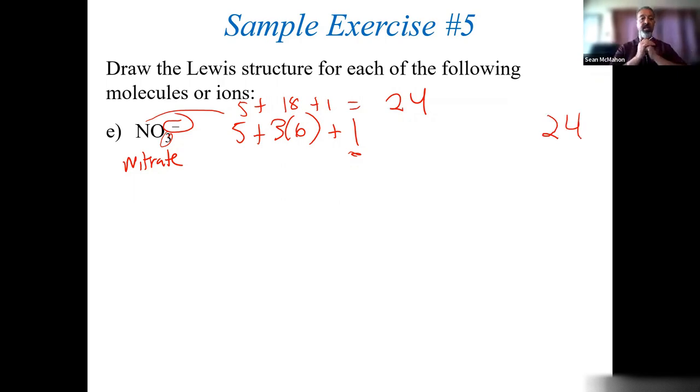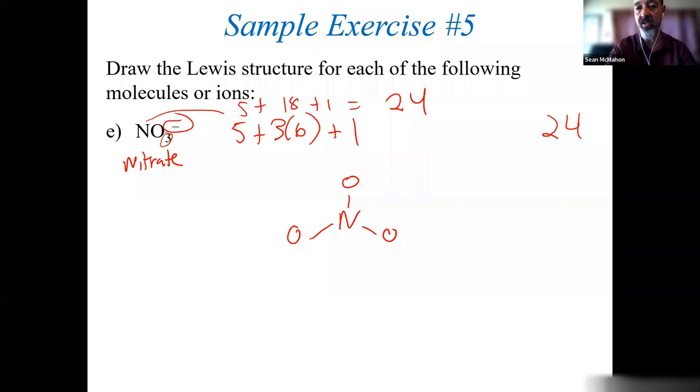Now I need to figure out, with the 24, who's the central atom? Nitrogen, it's furthest. So I have peripheral oxygens. The first thing I want to do is attach the oxygens to the nitrogen with single bonds.